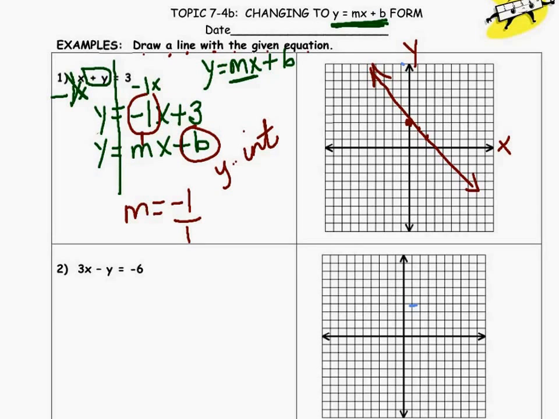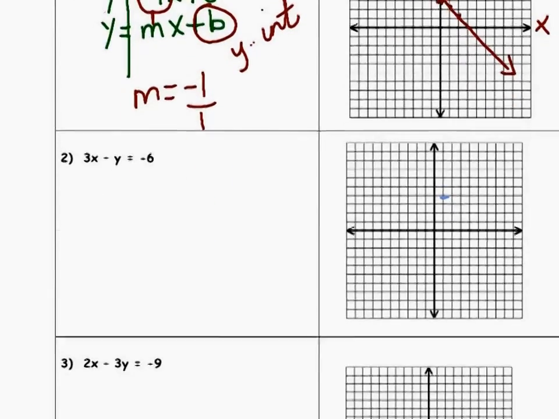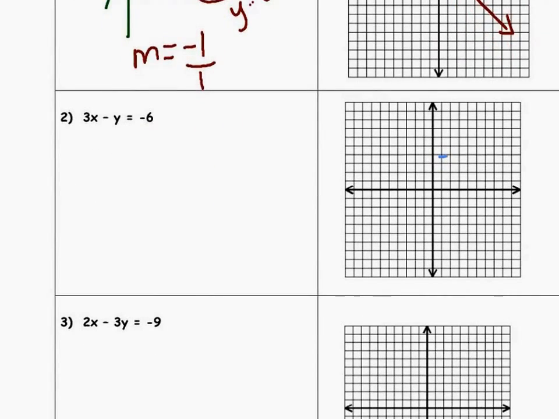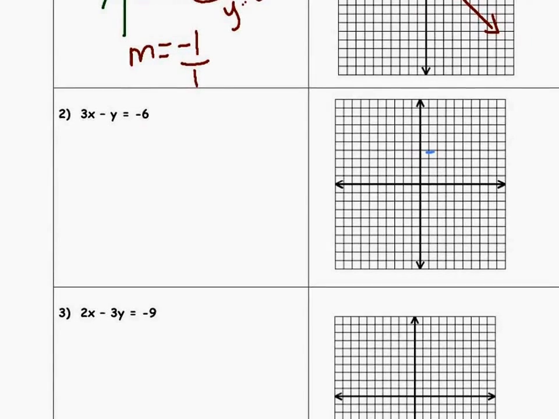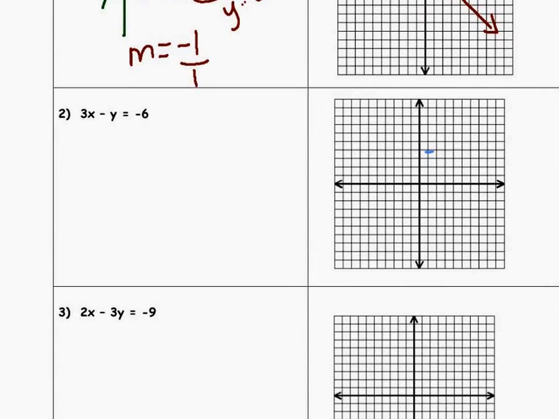Alright, so let's move up and look at another example. See if I can get this to move. There we go. I have this example which shows that 3x minus y is equal to negative 6. Because this is not in the form that we're looking for, which is slope-intercept form, we're going to solve this for y so that it will be in slope-intercept form.